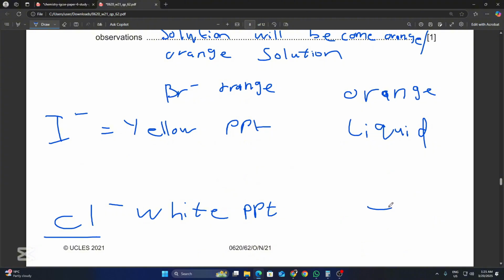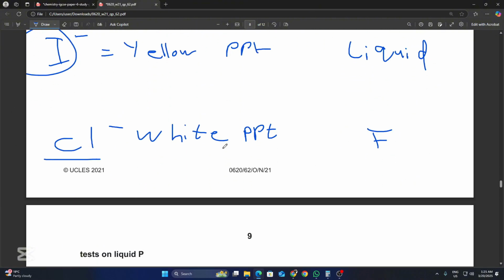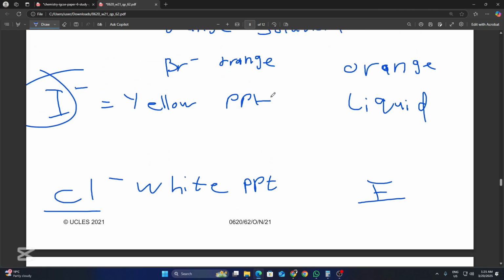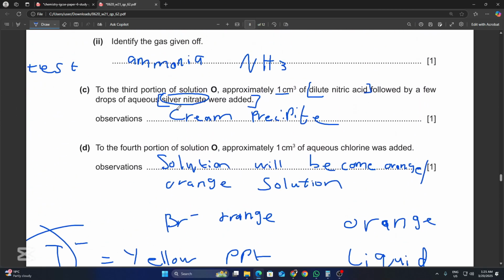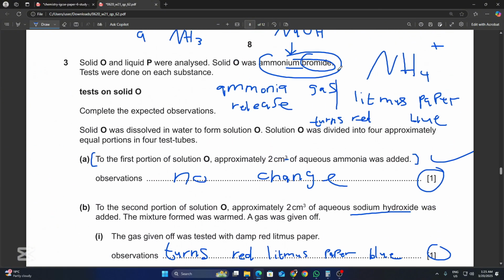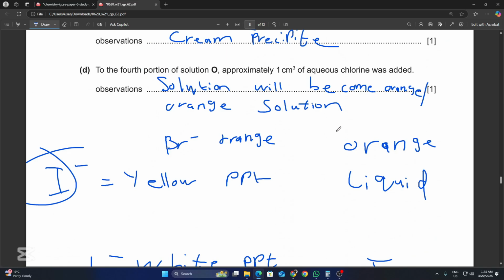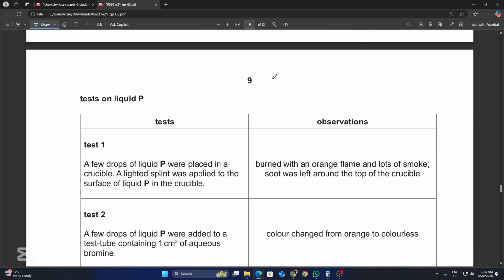Chlorine and fluorine are both gases. Iodine is solid. Fluorine is most reactive, then it's chlorine, then it's bromine, then it's iodine. So chlorine is more reactive than bromine, so it will take its place. Bromine will be left on its own, and it will change the color of the solution. It is orange. It will change the solution to orange color.